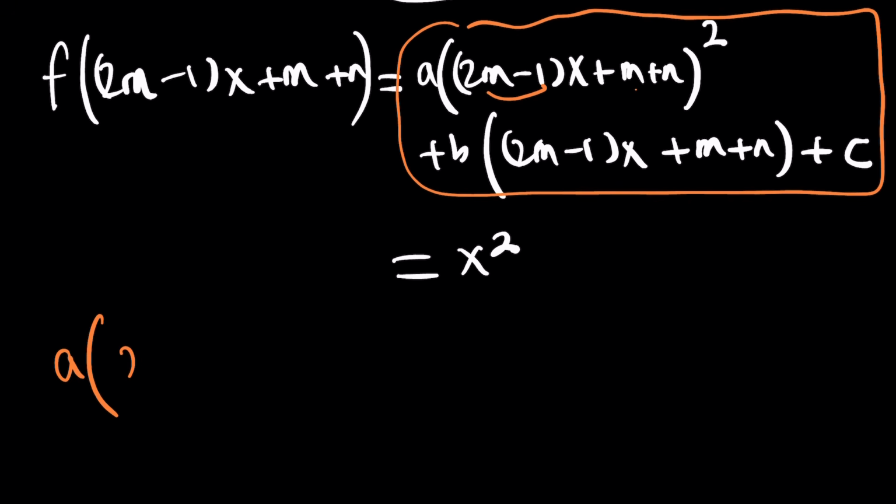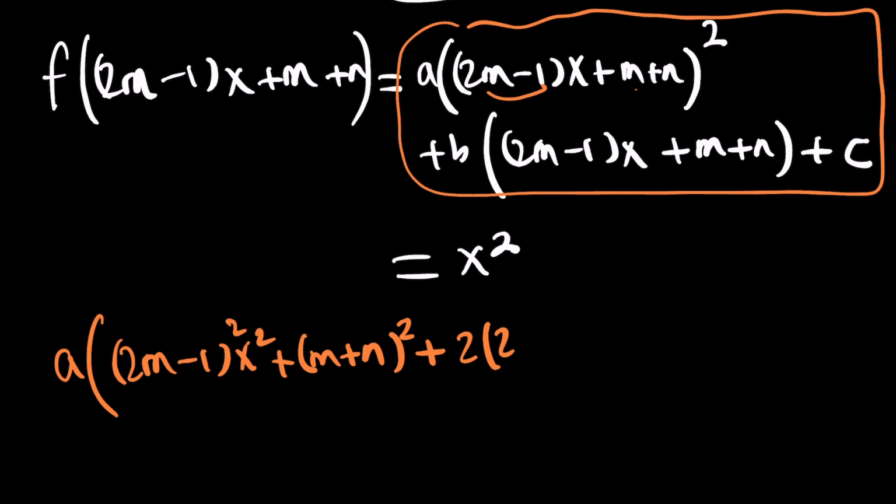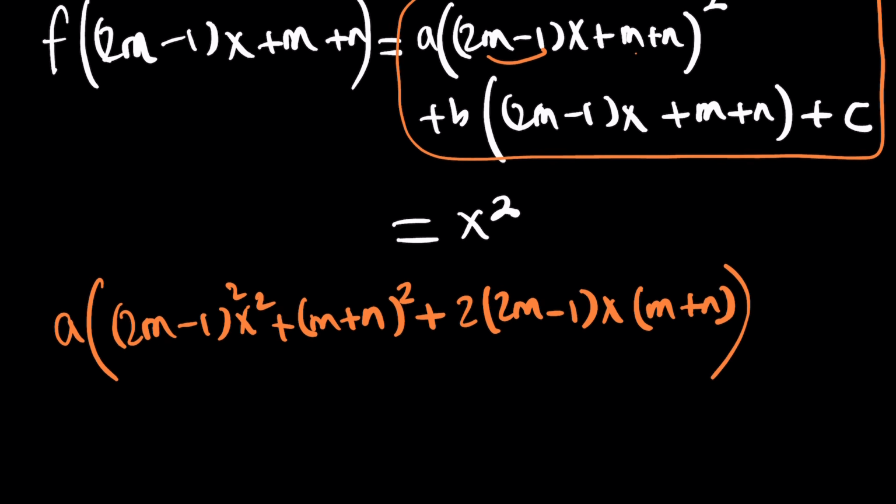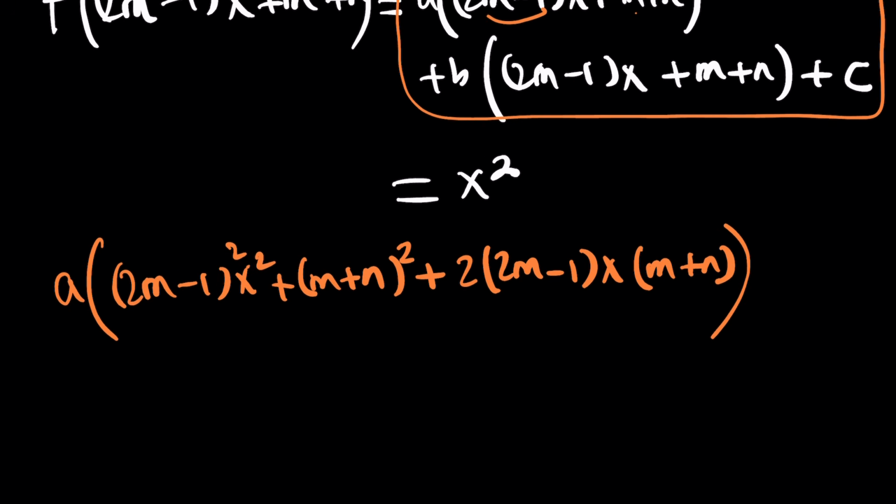First, I'm going to square the first term, this. And then I'll square the second term, which is this. Plus 2 times, remember the formula, a squared, b squared plus 2ab. Okay, good. That takes care of that part. And then, of course, I have to distribute the a all over. And then we distribute the b here. That's going to be like b times (2m minus 1)x.